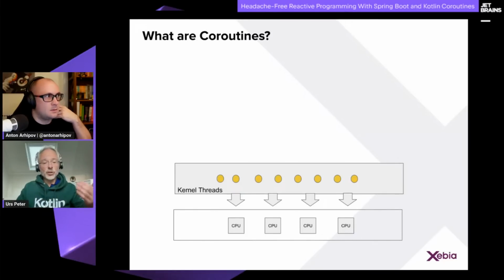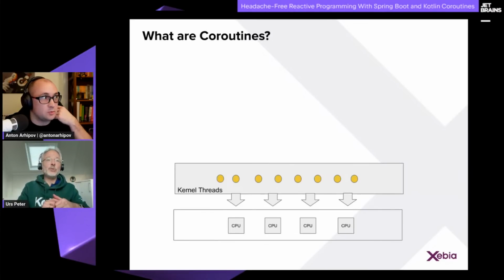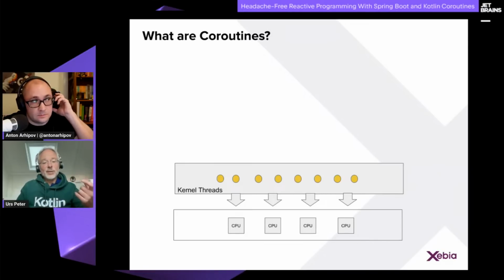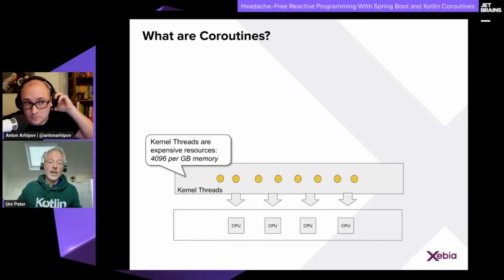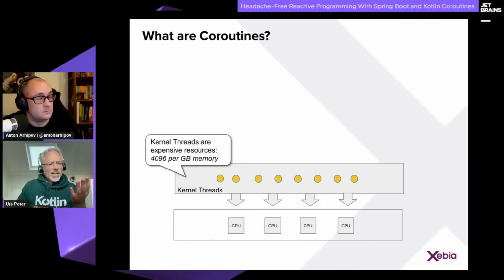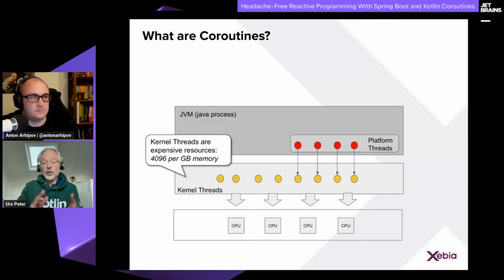On top of that, your so-called kernel threads, and they fight for a time slice on a CPU. This is why you can do quite a lot of work with a single CPU, because when you have multiple threads, they all get a bit of work. So when you have a machine with one CPU, you get the illusion that you can do things in parallel, even though the CPU really can only do one thing at a time. And kernel threads are quite expensive, so you can have about 4,000 per gigabyte of memory. The JVM has platform threads, so the normal threads you probably know, and they're mapped one-to-one to kernel threads.